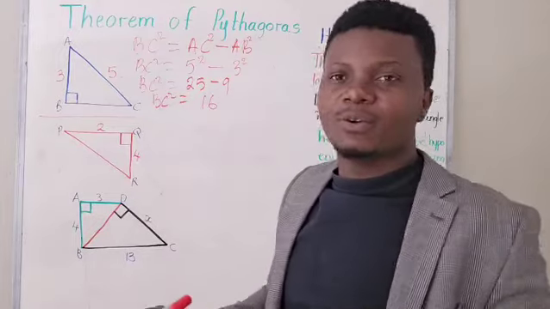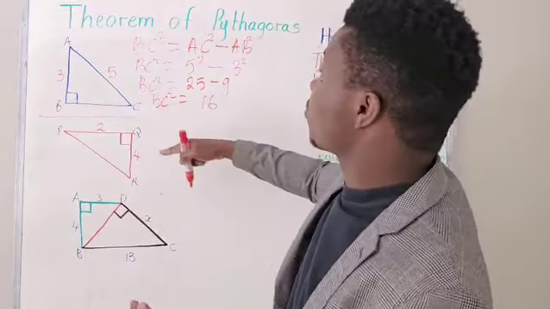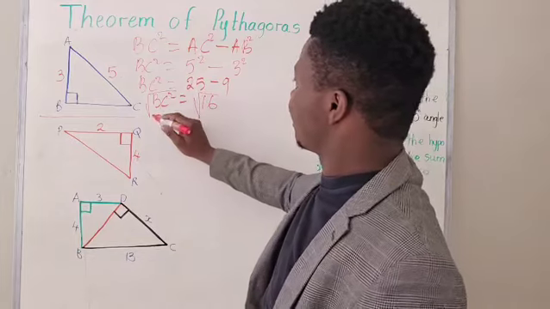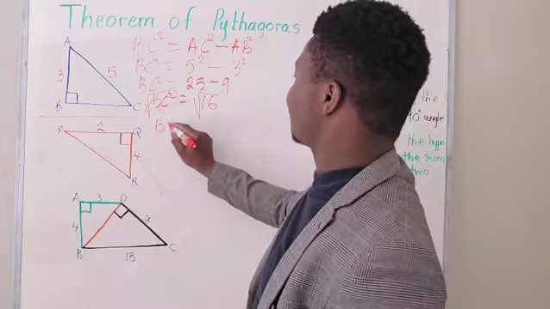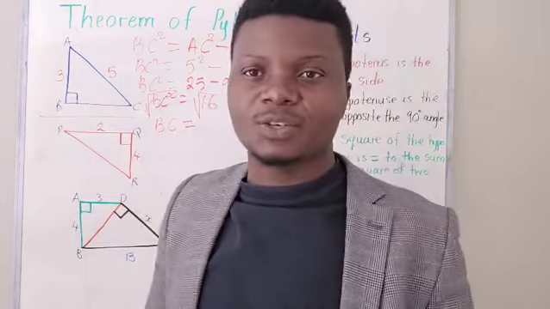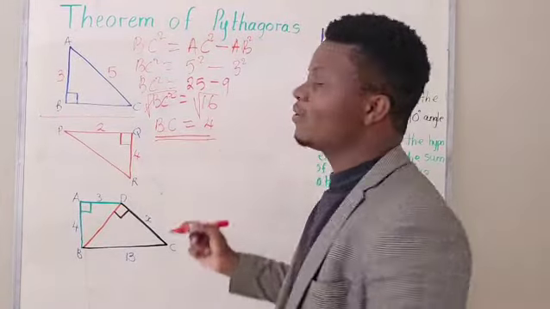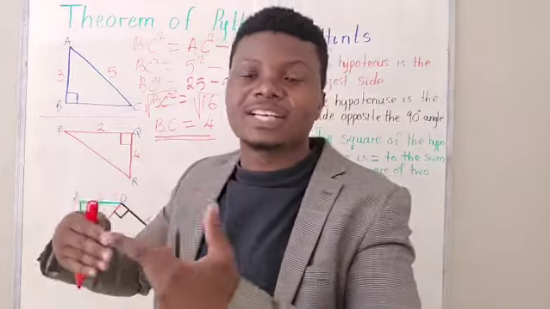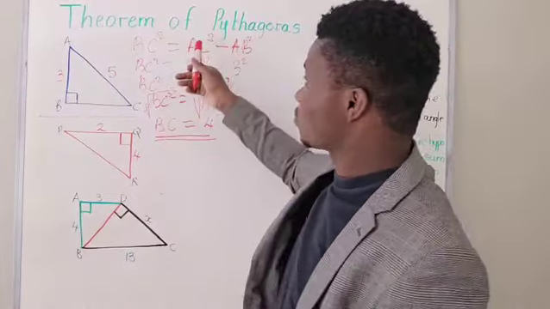And remember, we are looking for BC, not BC squared. So what do we do? We take the square root on both sides. The square root cancels with the square, and I'm left with BC equals the square root of 16. You can punch that in your calculator, it is 4. So this is our final answer. So when you're looking for the smaller side, subtract it from the bigger side. But always remember, don't forget to square it.